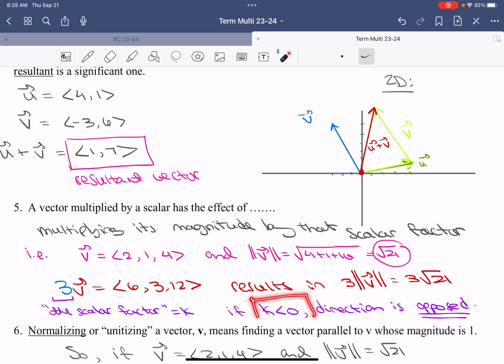And of course, if k equals 0, it results in what's called the zero vector, which I always found very funny. When you multiply a vector by 0, it creates a point, which we call the zero vector.